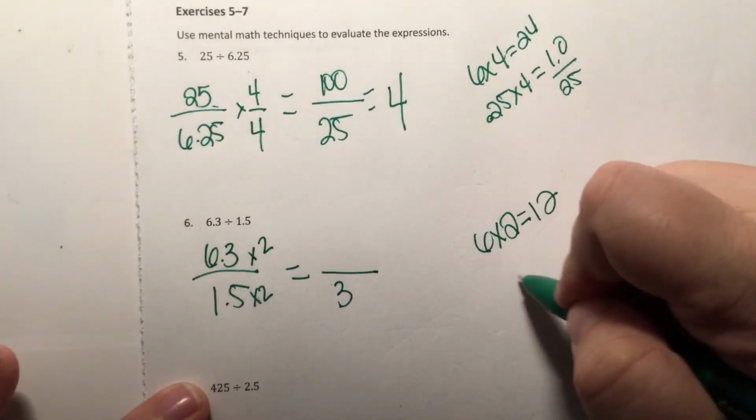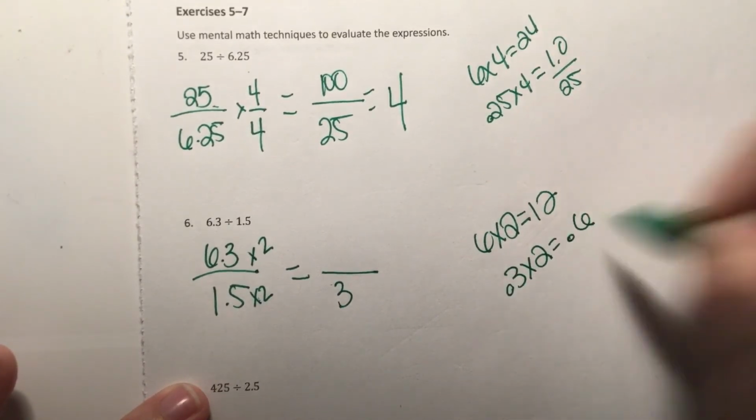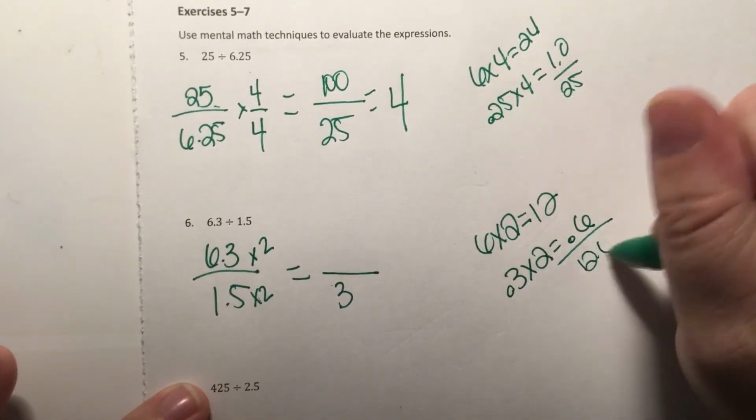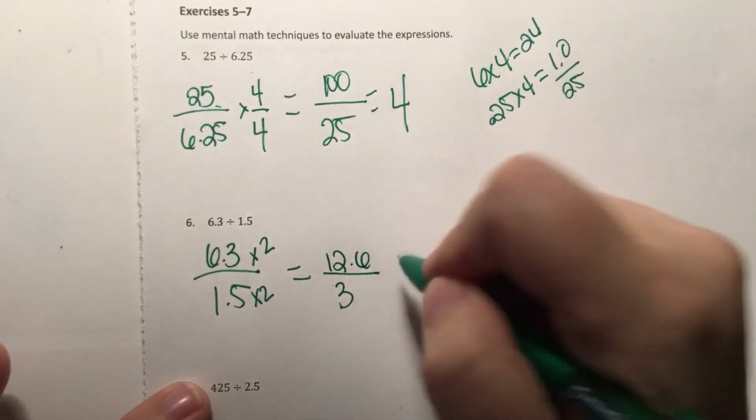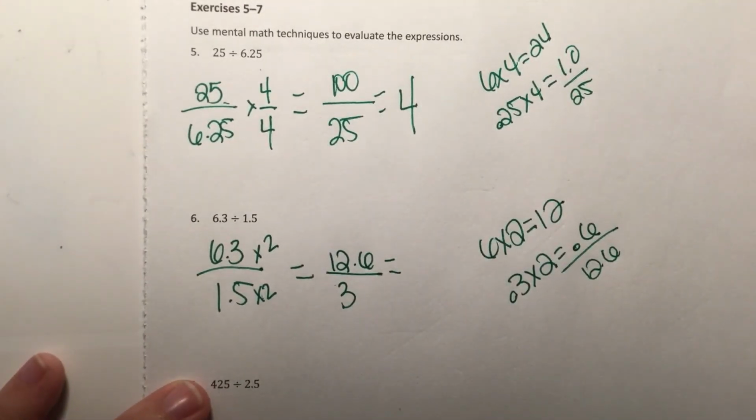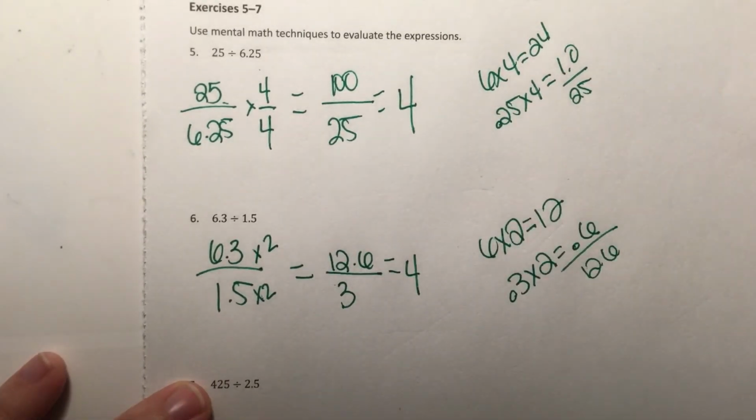12.3 times 2. 0.6, right? So add them together, 12.6. Okay, what's 12 divided by 3? That's 4. What's 3 divided by 0.6? It's 2.